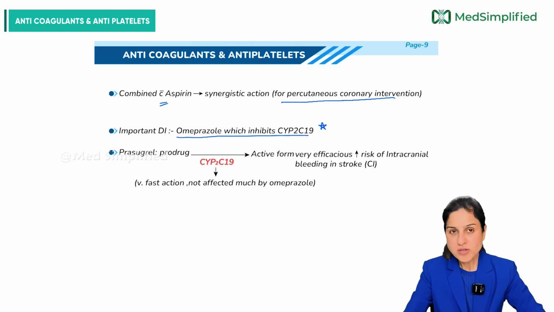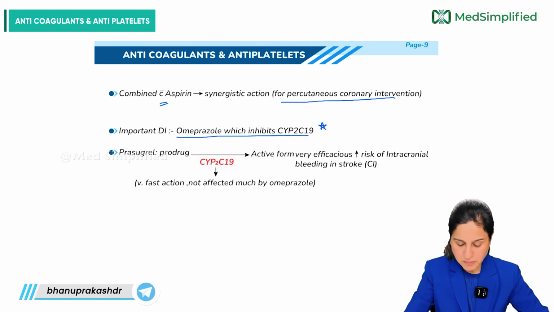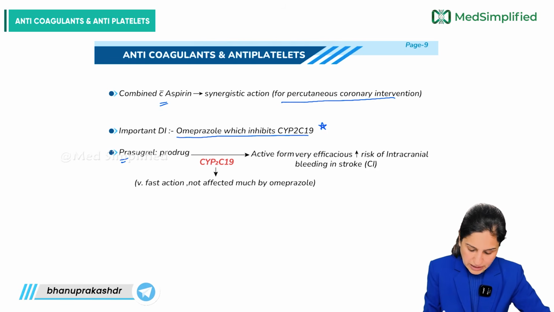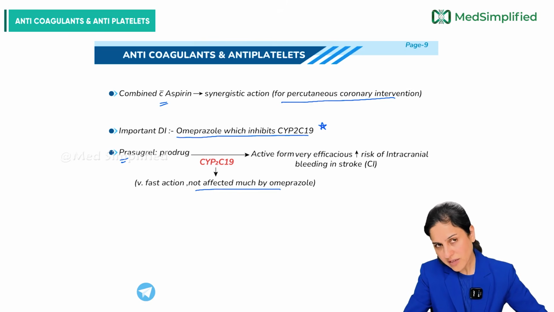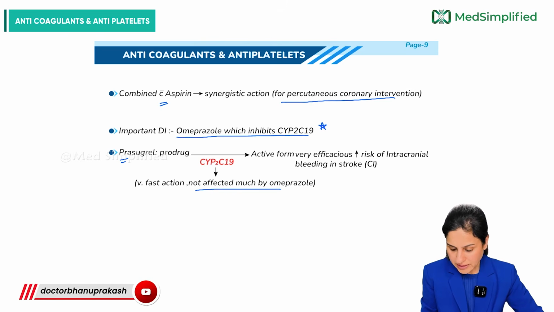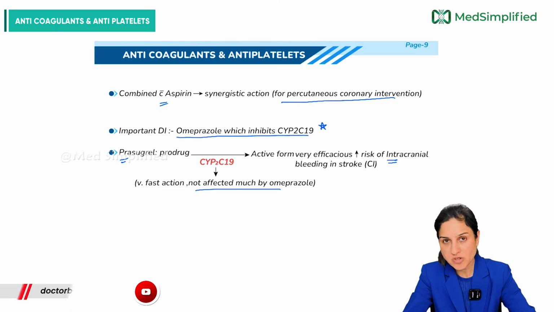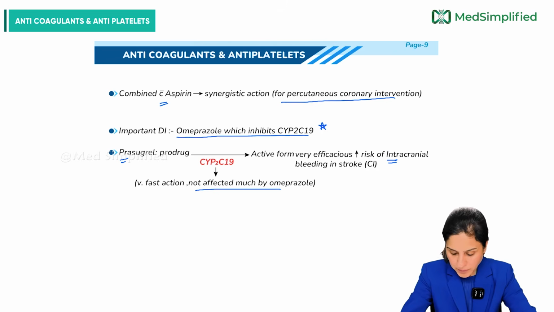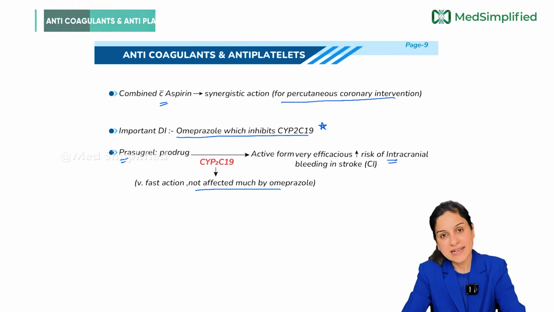Now, prasugrel is also a prodrug, but it is activated very, very fast. So with this drug, the interaction is not very significant because it is very fast. Now, remember, it's a very, very potent drug. Prasugrel is so potent that it can increase the risk of intracranial bleeding in patients with stroke. Therefore, especially in the elderly population or people who have a risk of stroke, we do not give prasugrel, right? So these are the important points which we must know about anticoagulants and antiplatelet drugs.